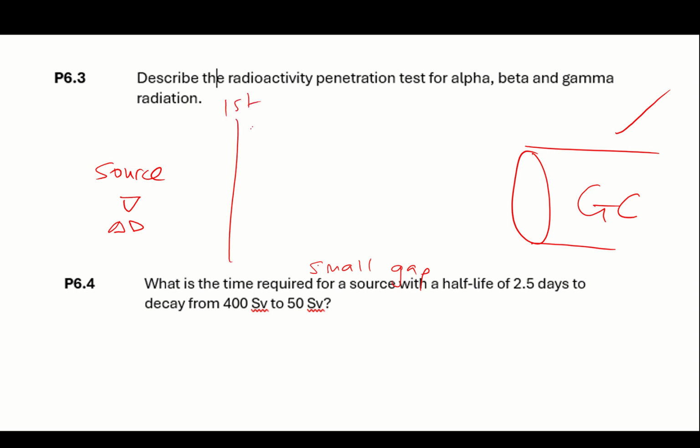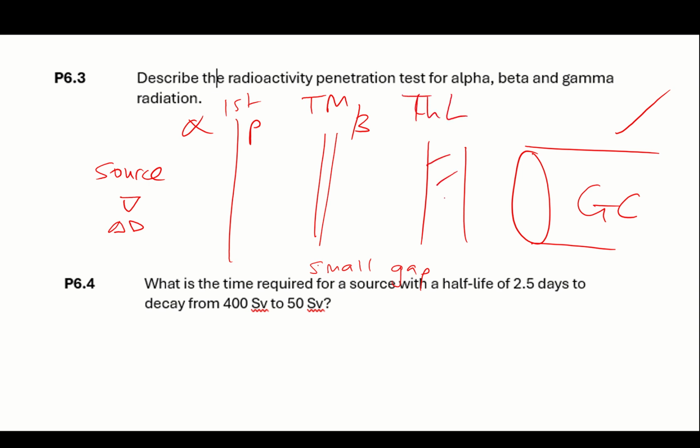First thing in, paper. If it gets stopped, it is alpha. All right, so if you get stopped, it's alpha. Next thing, and I'm going to put my alpha there. Well, after I've put paper in the way, and if it stops it, next thing I'm going to go with thin metal. If that stops it, it's beta. Next part, thick lead. If that stops it, it's gamma.